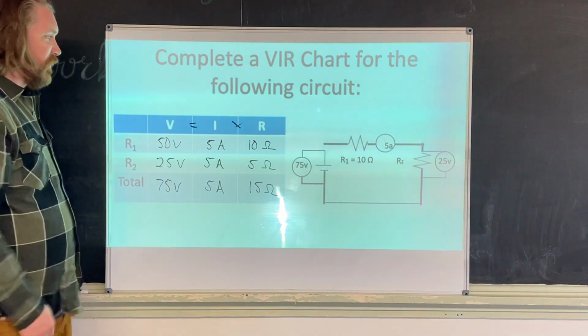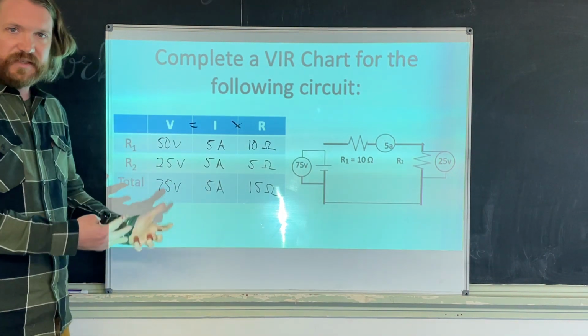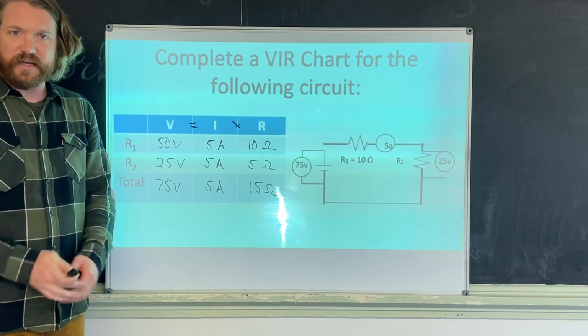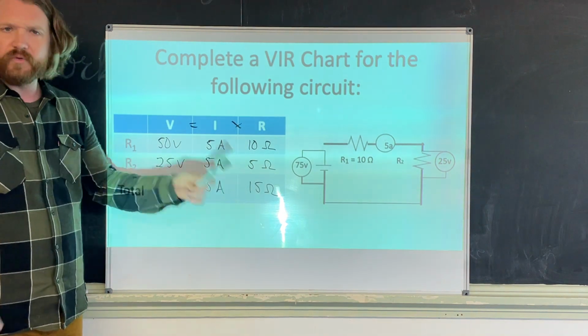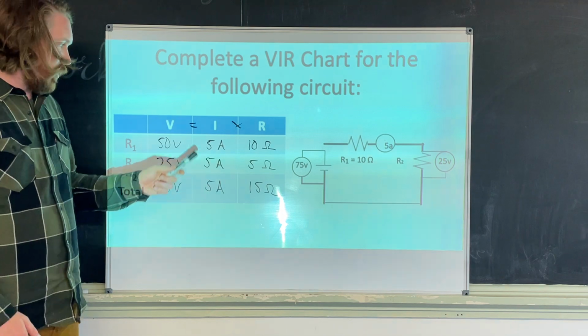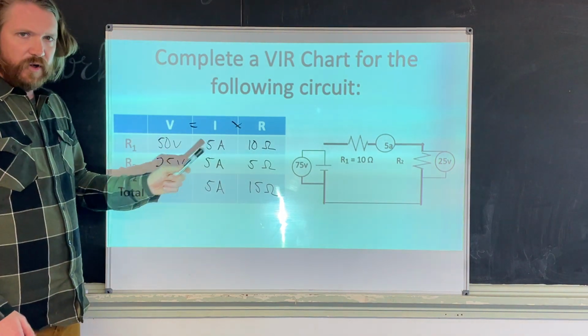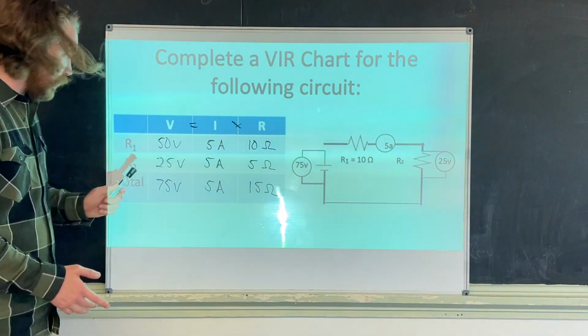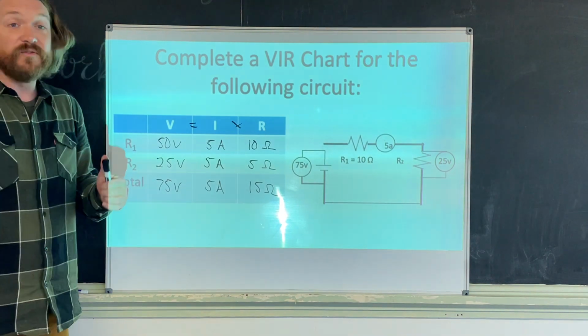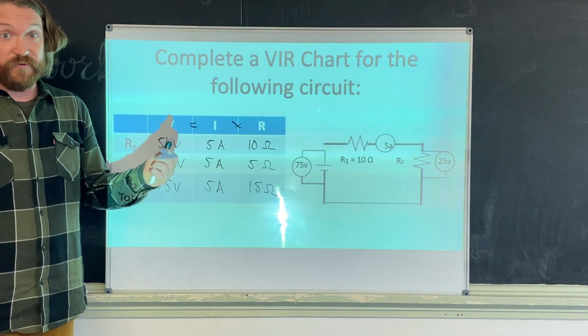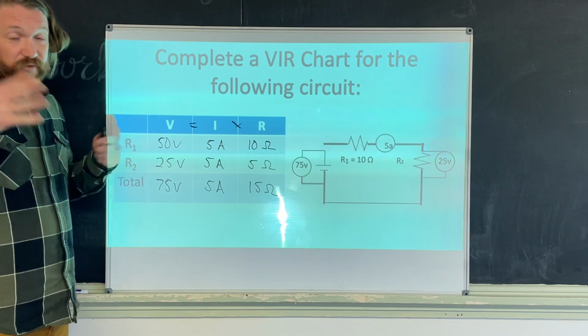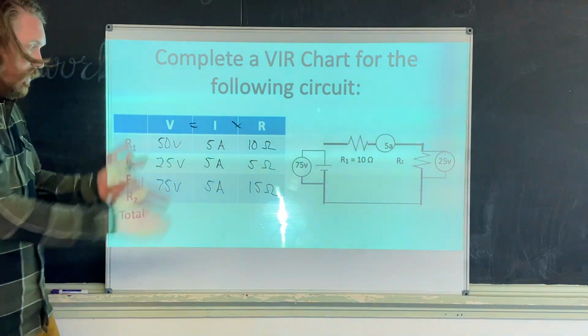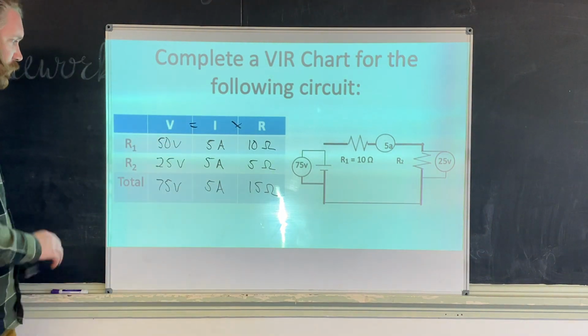Oh, I love you so much, VIR chart. Do you see how much of a lifesaver this is? Hey, what's the resistance of the second resistor? Second resistor, 5 ohms. How much current's at the first resistor? First resistor has 5 amps of current. What's the voltage of the second resistor? 25 volts. What's the voltage drop of the first resistor? 50 volts. Just another name for it. Do you see that? So beautiful, so useful.